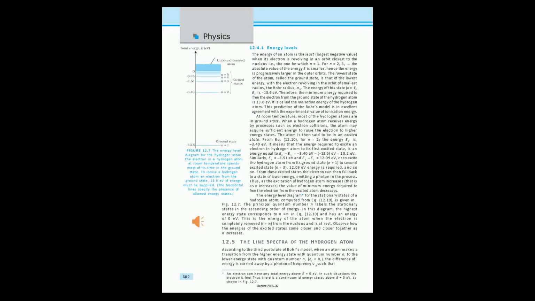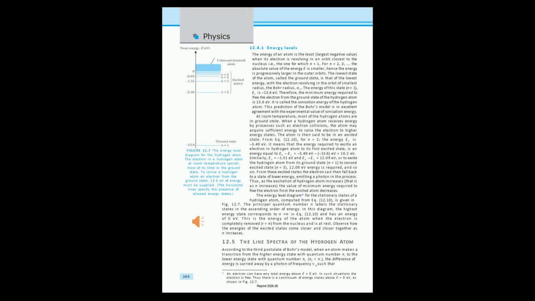From these excited states the electron can then fall back to a state of lower energy, emitting a photon in the process. Thus, as the excitation of hydrogen atom increases, that is as n increases, the value of minimum energy required to free the electron from the excited atom decreases.